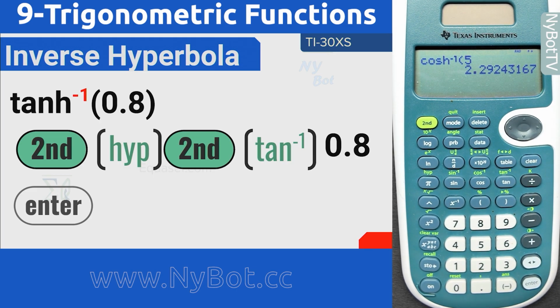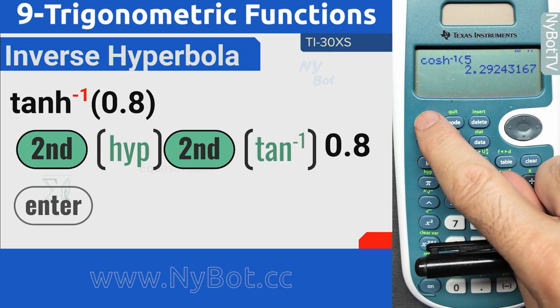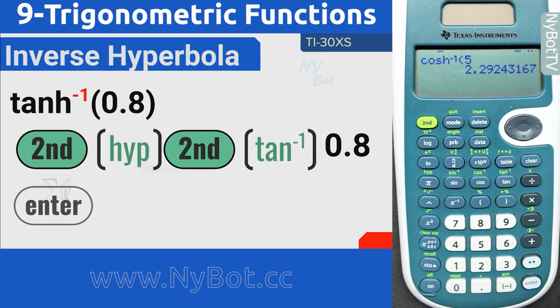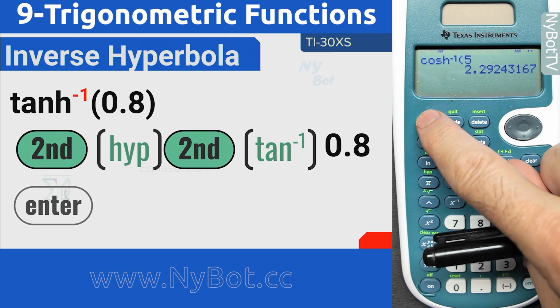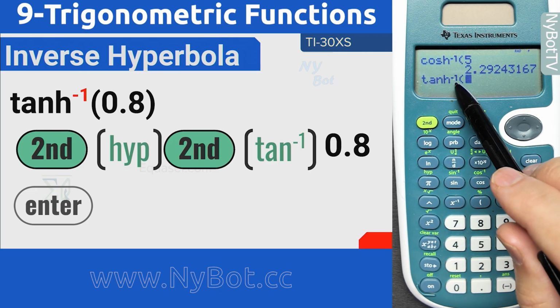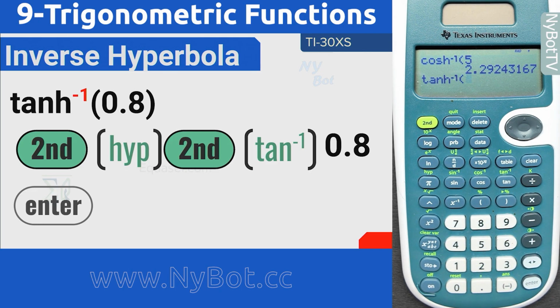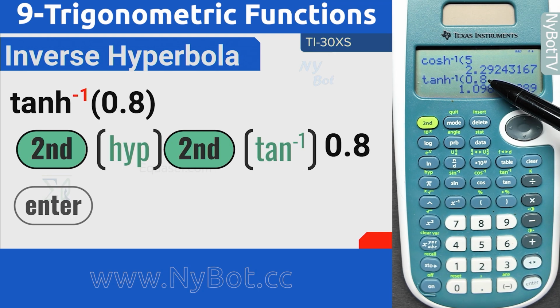If you want to do tangent, the same way. Second function hyp, that's for hyperbolic, and then second function tan. Now it's inverse hyperbolic of tangent 0.8. By the way, this value must be smaller than 1, 0.999, but not equal to 1.